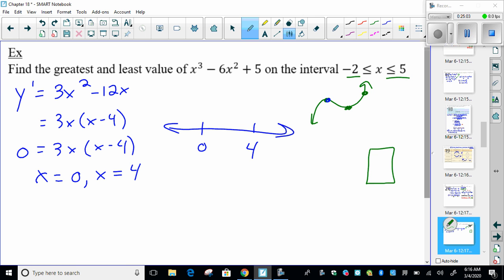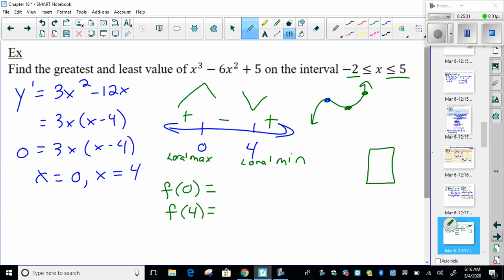So I'm just going to finish up my sign diagram really quick. Positive when I put in a number less than 0, negative when it's between 0 and 4, and positive when it's 4 and over. So therefore, positive slope, negative slope, this is a local max. And then negative slope, positive slope, this is going to be a local min. So I need to figure out what my f of 0 value is, what my f of 4 value is, figuring out what those y values are, again, to find the greatest and least value. And then I also have to find the endpoints, -2 and 5.